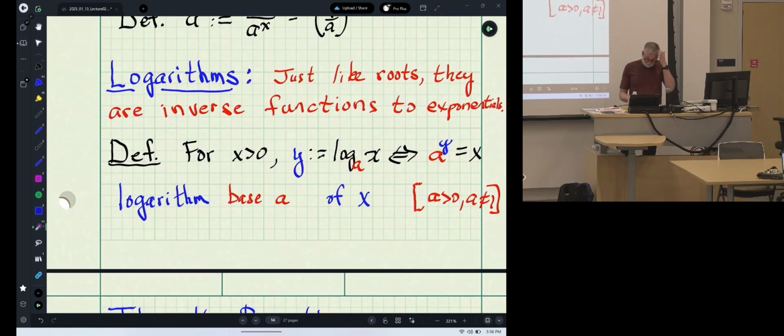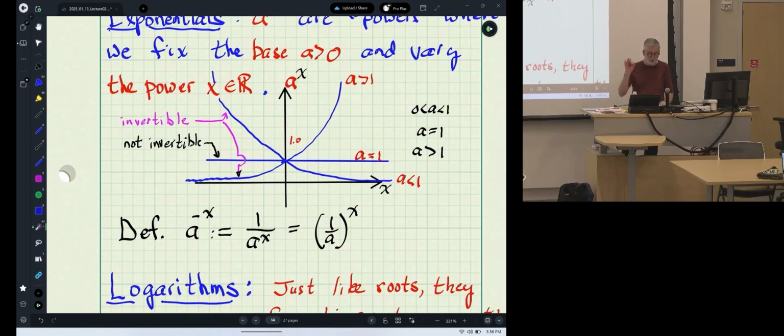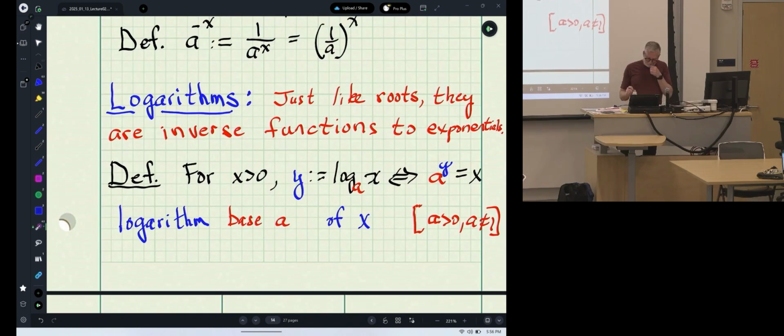Now, because logarithms are inverse functions, the base can never be 1, because that exponential, 1 to x, is not invertible. Every x gives you 1, and there's no x that gives you any answer but 1. So when you're doing logarithms, the base should be positive and not equal to 1. And the reason for that is you cannot invert a to the y otherwise.